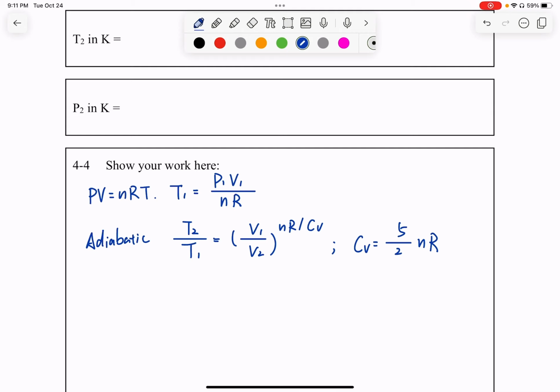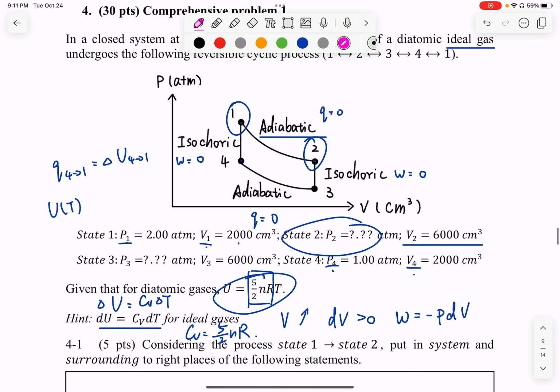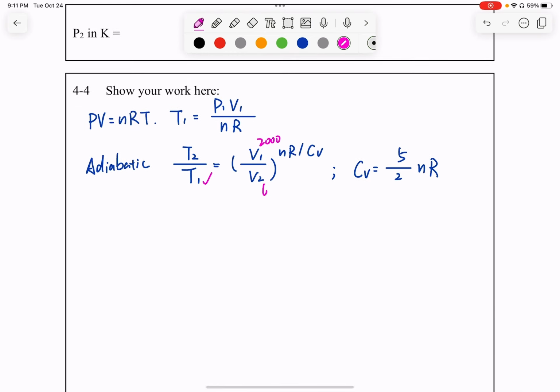All right. And now what we know, we can calculate T1, and we have V1 equals 2000, V2 equals 6000. n is a constant, R is a constant, Cv is something we know. So we have everything we need. So let's just calculate T1. So T1 is P1V1 over nR, and we're just plugging in numbers.